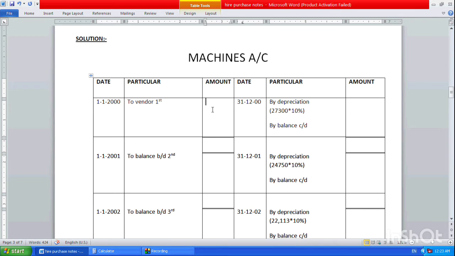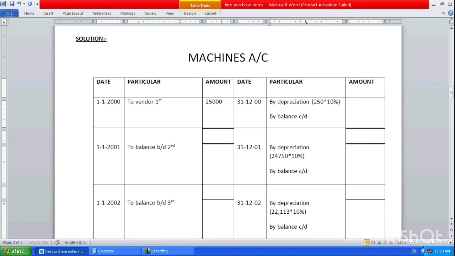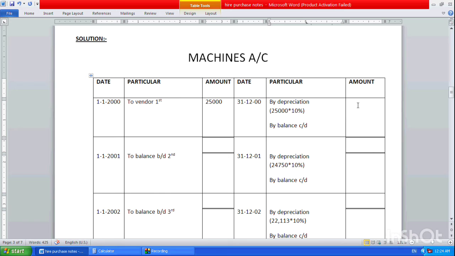1st January 2000 to vendor, it is 25,000 is the cash value of the machine. 31st December 2000 by depreciation 25,000 into 10%. It's 10% so 2,500. Deduct 2,500 from 25,000, 22,500. The ledger is 25,000 and 25,000. This 22,500 we have to transfer for next year.